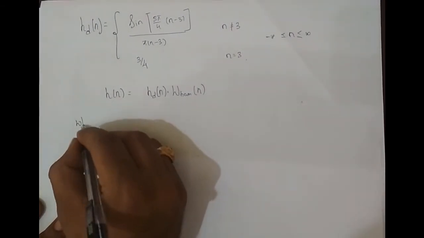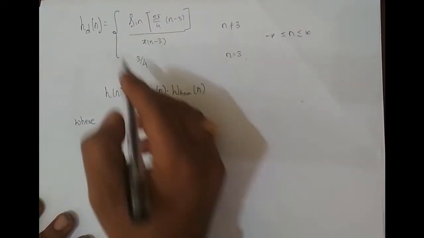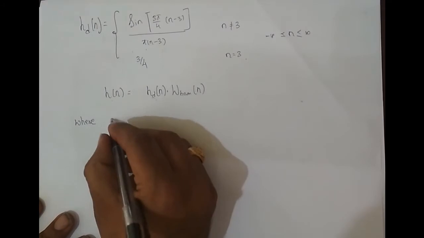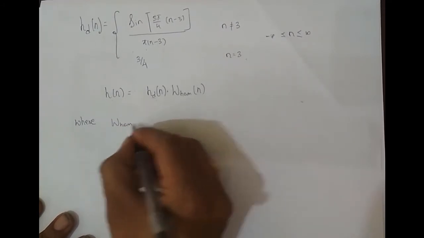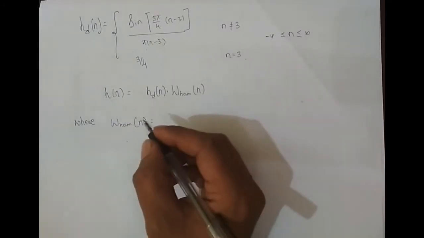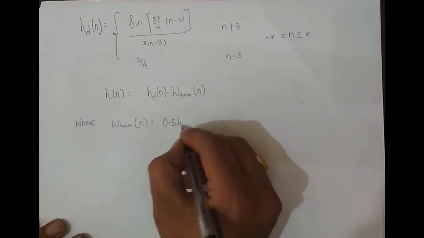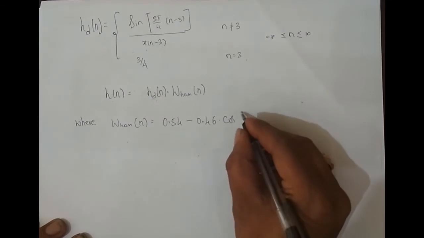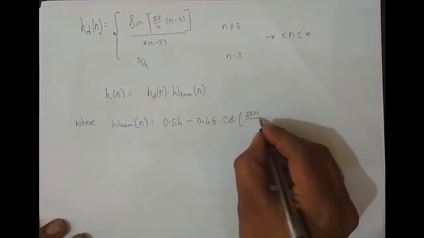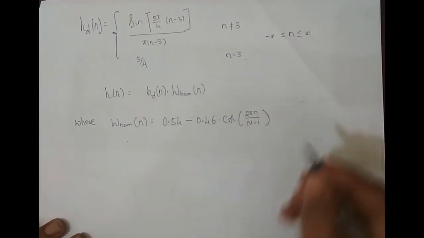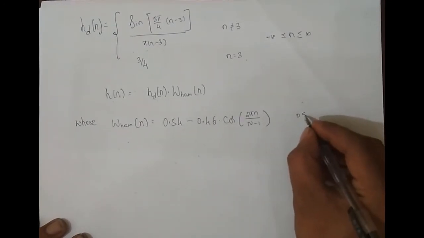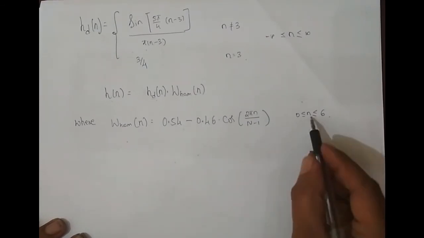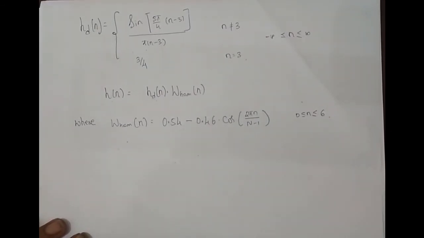Where hd of n is this, we know that, right? But what about the Hamming window equation? W HAM of n is given by 0.54 minus 0.46 into cos of 2 pi n divided by N minus 1. And in our case, what is the length of this window? 7, right? So it is varying from 0 to 6. n takes the values 0 to 6. Fine.